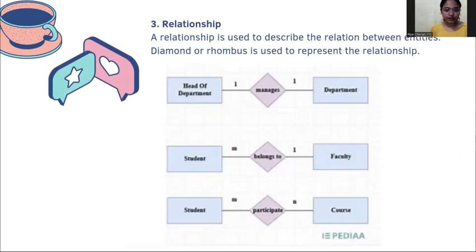Finally, we will be dealing with relation or relationship. A relationship is used to describe the relation between two entities. A diamond or rhombus is used to represent the relation. One-to-one, many-to-one, many-to-many are a few such examples.